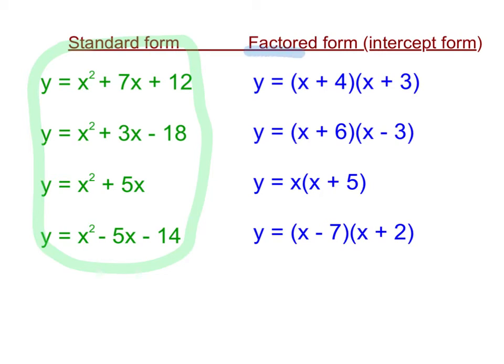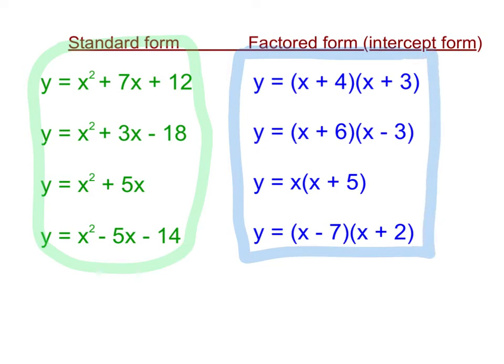And these ones here are looking like they're factored, but it's intercept form from our 4.2 work. So if you have standard form and you factor it, you end up getting intercept form. And remember, intercept form is great for finding x-intercepts. So on this one, I'd have x equals 7, or x would be -2.